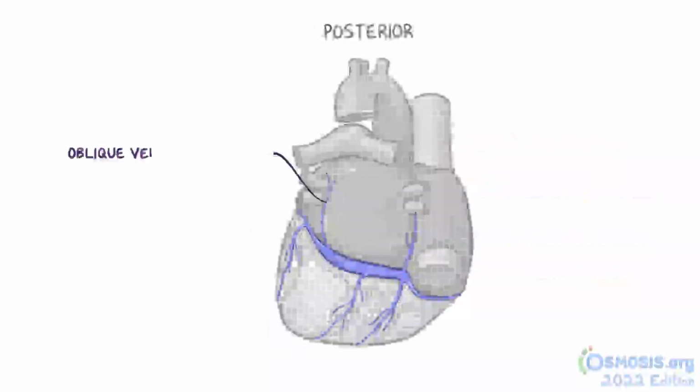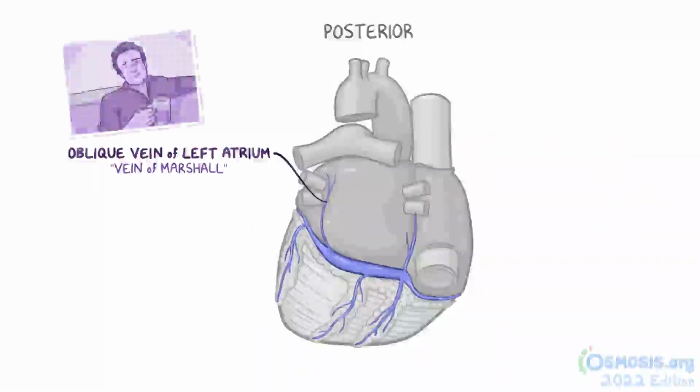Then there's the oblique vein of the left atrium, also called the vein of Marshall, sadly not named after the lovable character from How I Met Your Mother, which is a small vein that descends over the posterior wall of the left atrium and merges with the great cardiac vein to form the coronary sinus.